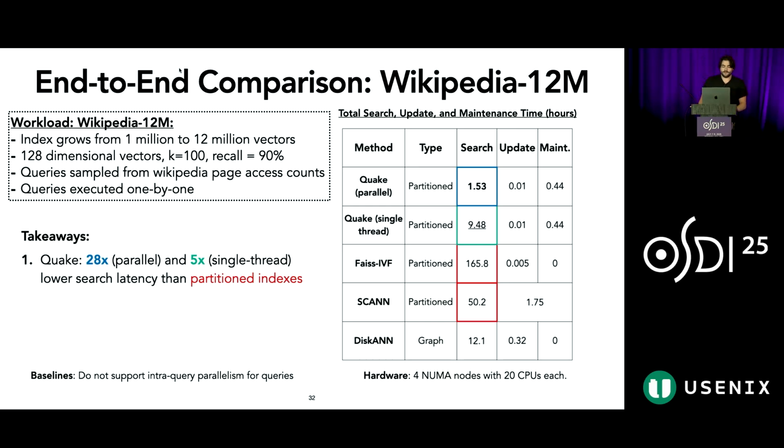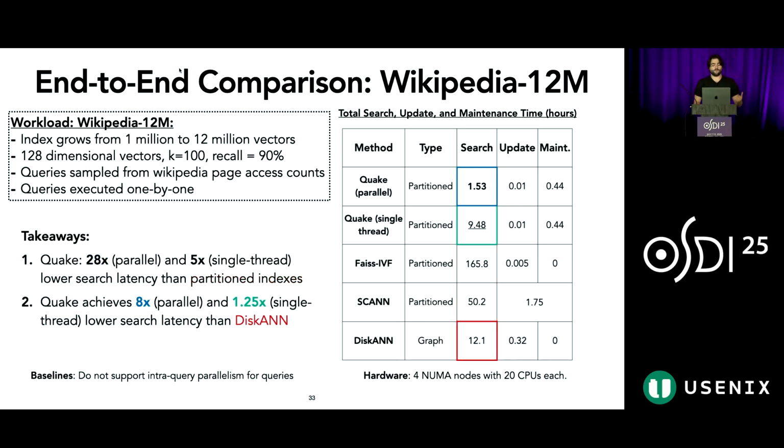So our first takeaway is that in comparison to partitioned indexes, specifically ScaNN, we are 28x faster in our parallel configuration and 5x faster in our single-threaded configuration in terms of search latency. And this is because of two reasons. This is because of our cost-driven maintenance, which allows us to target the partitions that are most negatively contributing to performance, and our adaptive partition scanning, which allows us not to overshoot or undershoot the recall target over the lifetime of the workload. And the second takeaway is that in comparison to the graph index DiskANN, we achieve 8x lower query latency in our parallel configuration and 1.25x in our single-threaded configuration.